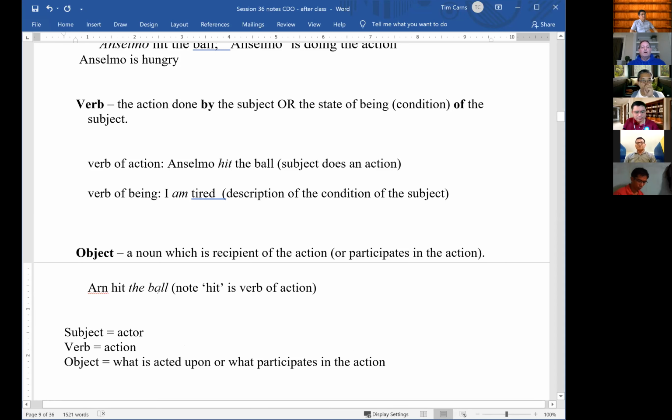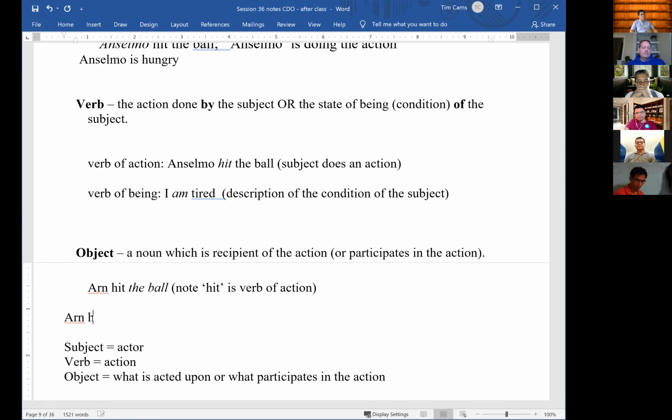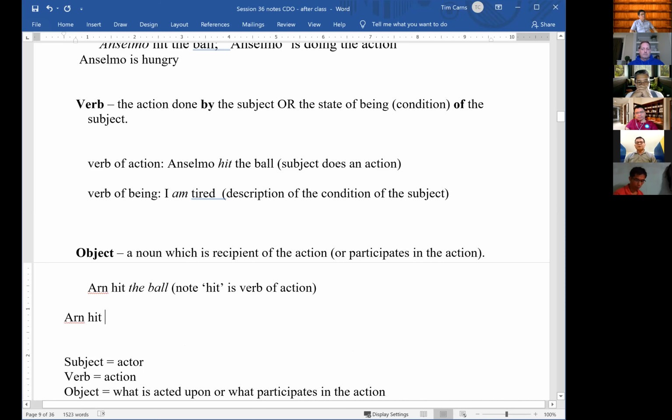Now, in this case, ball is the object. It's receiving the action. Okay? Now, as I showed you earlier, a sentence does not have to have an object, but it often does. Because if we just said Arn hit, we're sort of left with, that's not complete. What did he hit? Okay, he hit the ball. All right? So subject, verb, object.